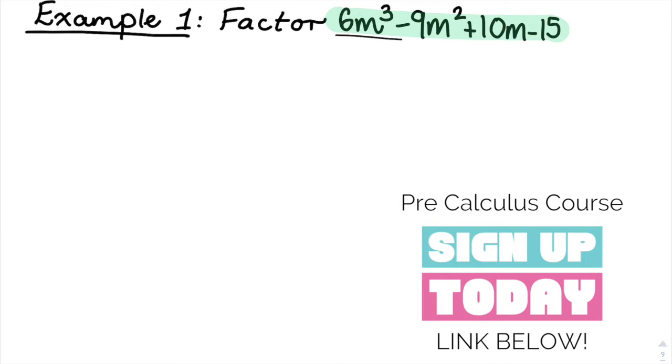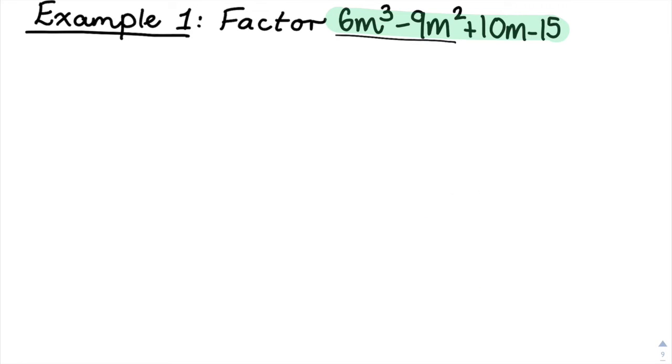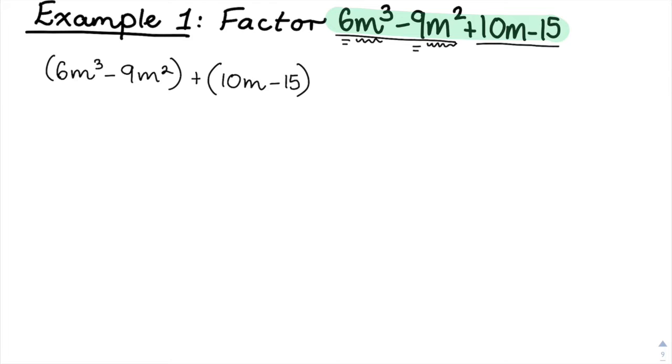I'm going to pair up the 6m cubed and the negative 9m squared, really because I can see here that they both have m's with a power greater than 1. And I can also see that 6 and negative 9 have a common factor of 3. That means that the positive 10m and the negative 15 are also going to be a pair. I'm just going to rewrite them using a set of parentheses so we can remember which we've paired up. You can see now that I've written them in their groups, and I've also separated them with an addition sign. That's how we begin our factoring by grouping.